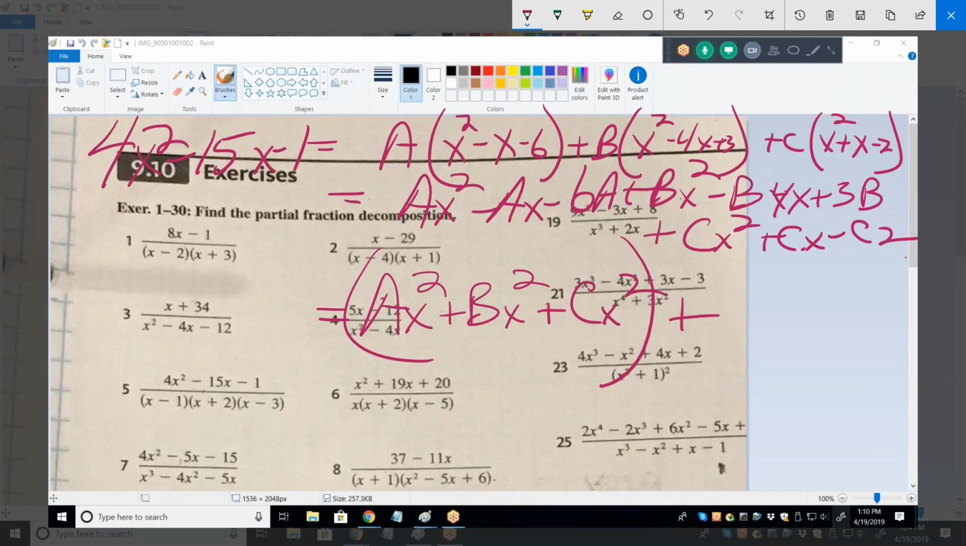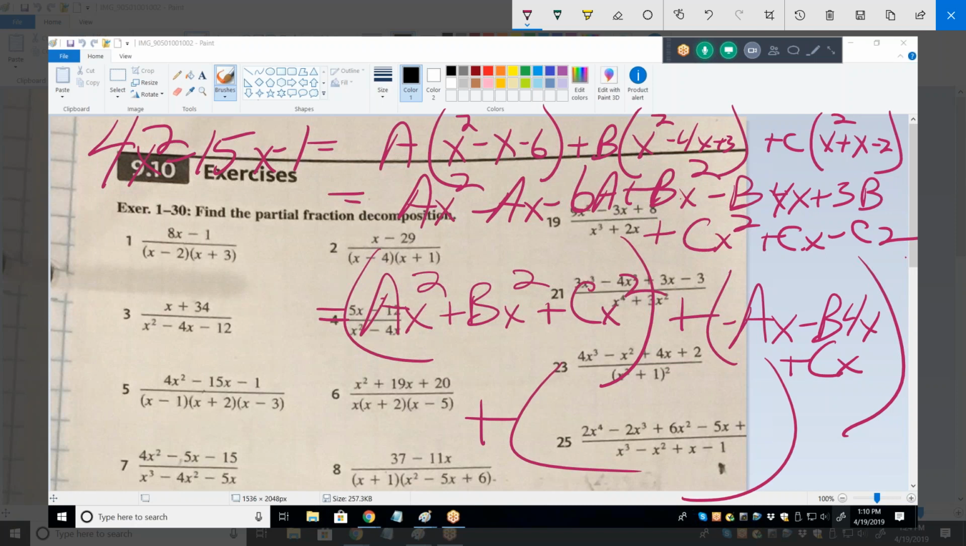Gather all the x terms. That is minus Ax minus 4Bx plus Cx. And gather all the numbers. That is negative 6A plus 3B minus 2C.